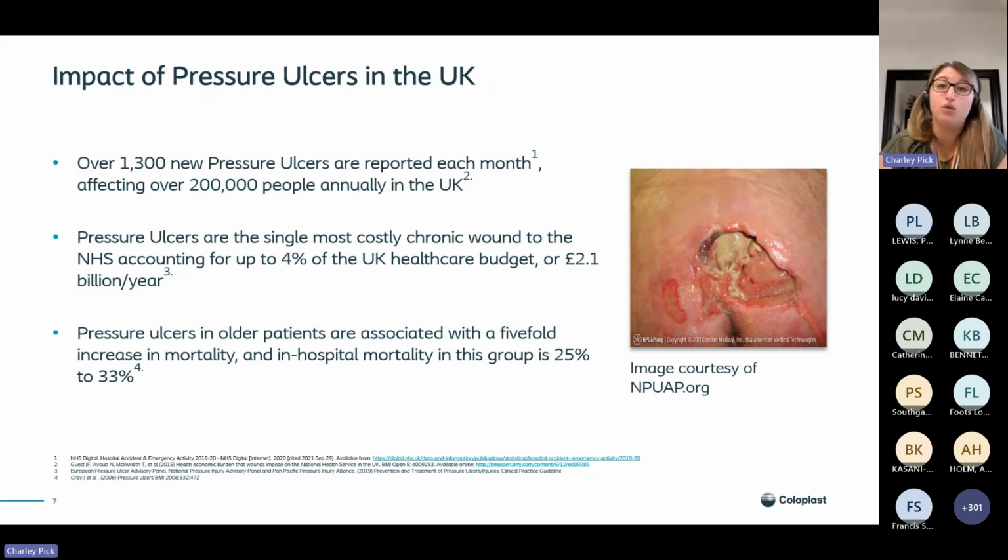Now, pressure ulcers in older patients are associated with a 5-fold increase in mortality, and in-hospital mortality in this group is 25 to 33%. So they aren't going to pass away just because of their wound, but the likelihood is that they will get sepsis from their wound, and that's what will cause ultimately for them to lose their life.